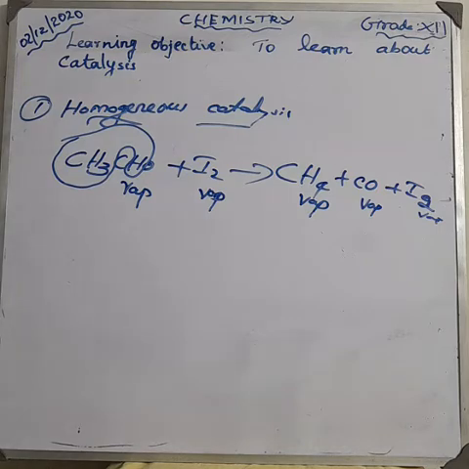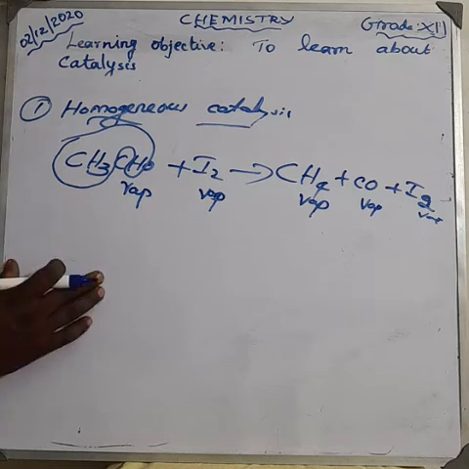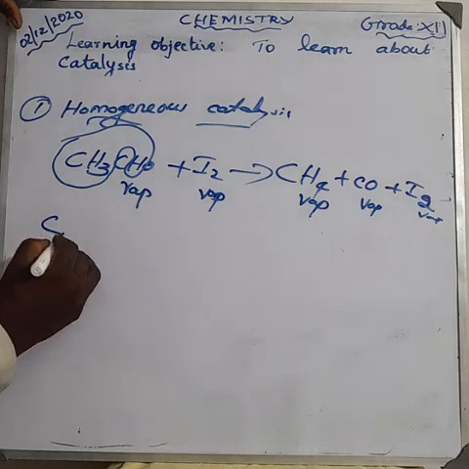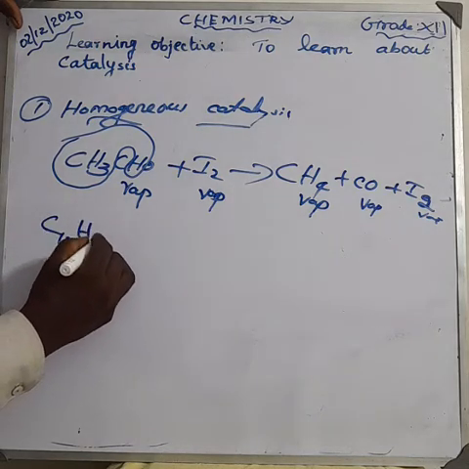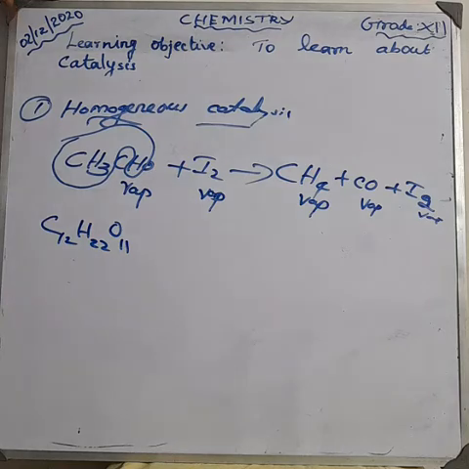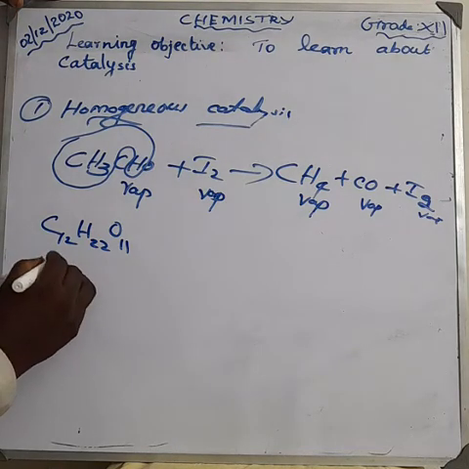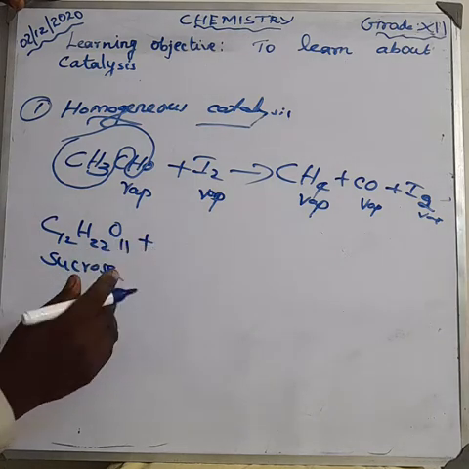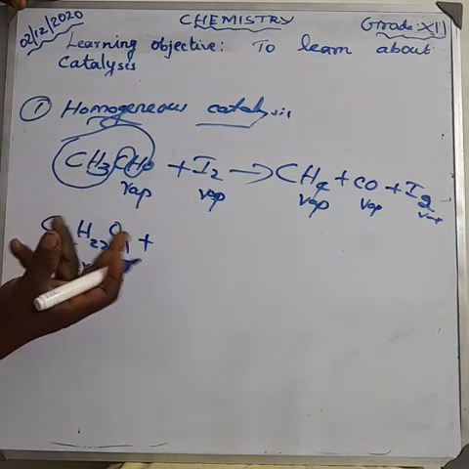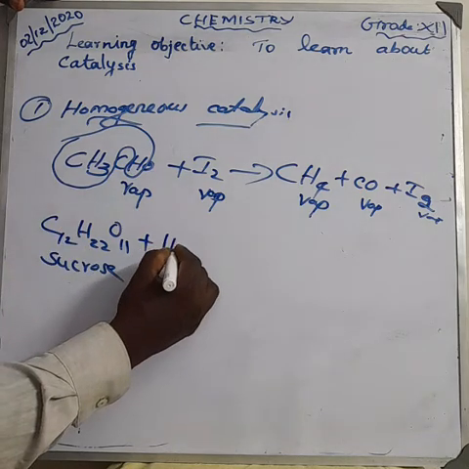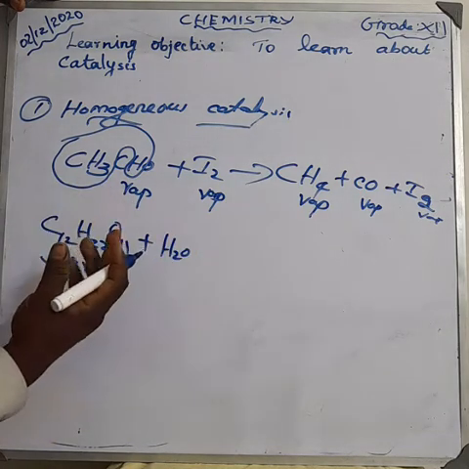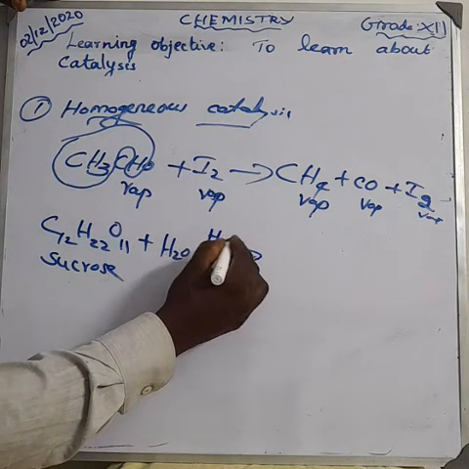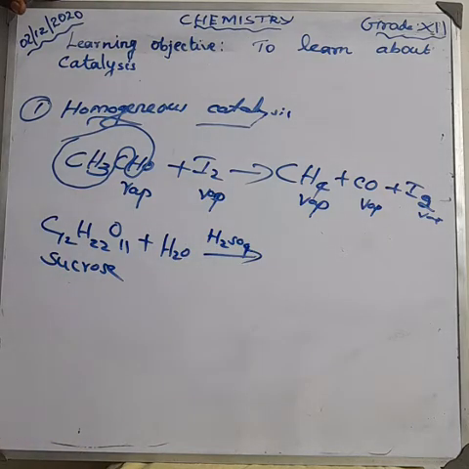Next, another example is hydrolysis of cane sugar. Okay, cane sugar. The formula, we are saying the sucrose formula, that is C12H22O11, sucrose. This undergoes hydrolysis. That means we are adding water, in the presence of a mineral acid. You can say sulfuric acid. Okay, we are saying sulfuric acid.